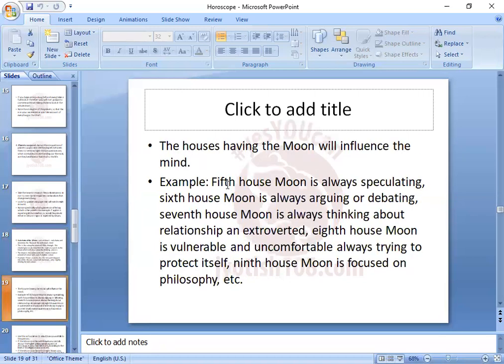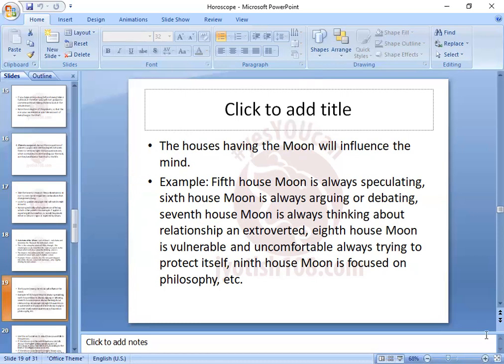The houses having the moon will influence the mind. Okay, so this is another important thing to understand. So you have to see where the moon is placed, in which house the moon is placed.